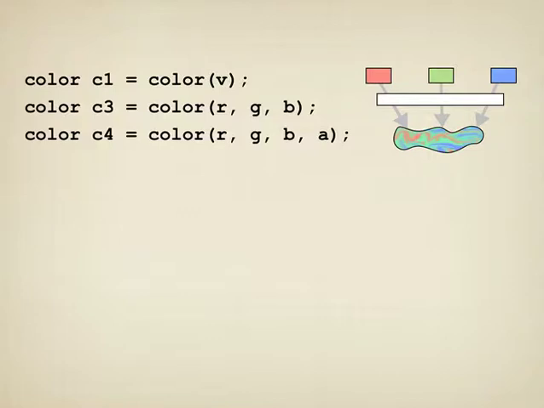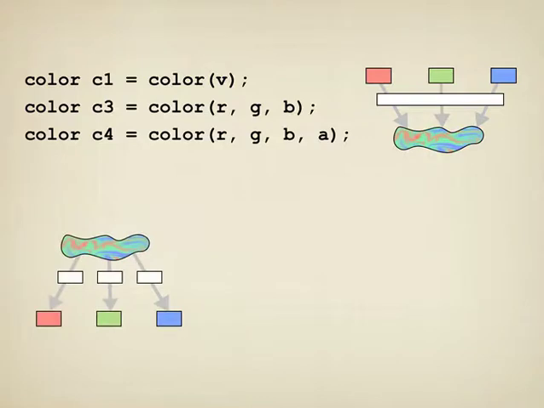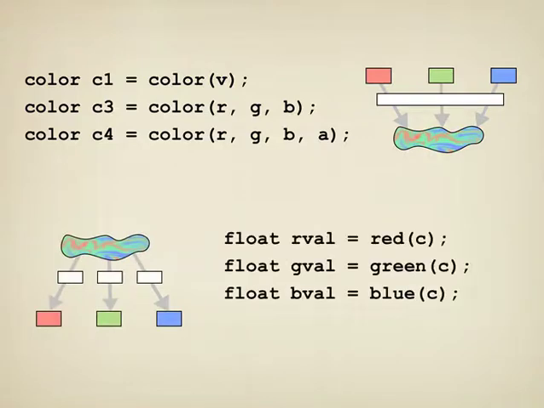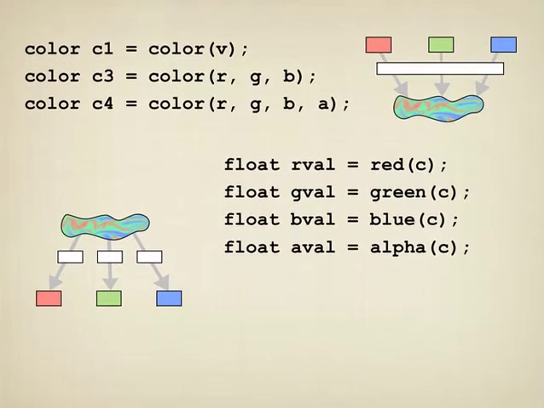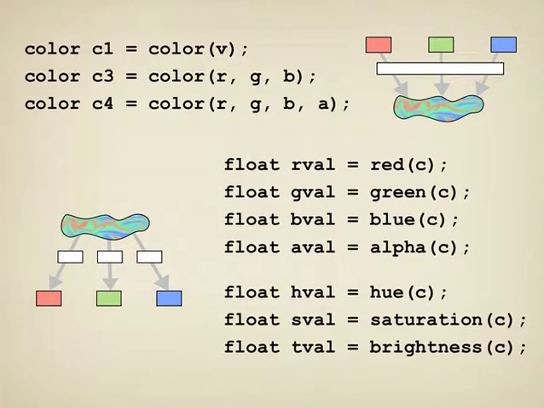To pull a color apart into pieces, we call red, green, and blue, and they take the name of the color immediately after in parentheses. And if the color happens to have an alpha value, well, we can call alpha as well. If you want the hue, saturation, brightness values, those exist as well. You just call hue, saturation, and brightness. A nice thing about color variables is that they don't care what mode you were in when you made them or what mode you're in when you make these calls. A color is a color is a color as far as Processing is concerned.